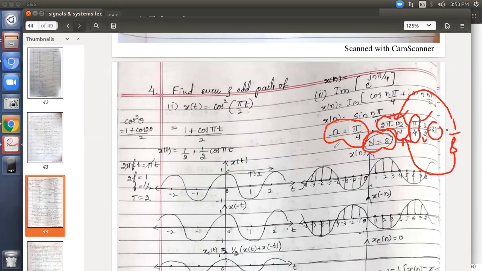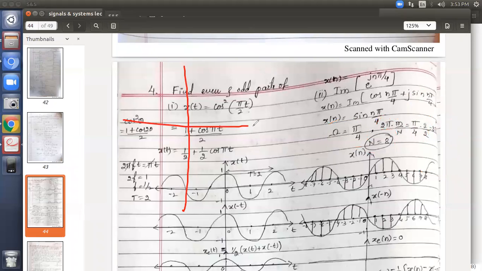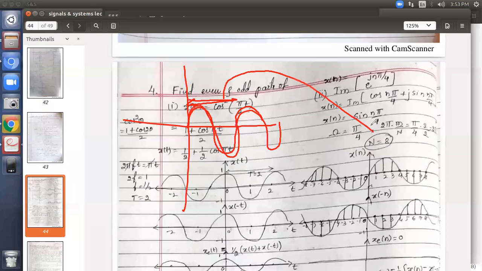Now, N equal to 8 means what? After 8 samples, after 8 time units, the signal repeats. How will we draw this now? We know that sine is an odd signal. It starts from 0 and it extends like this. Between, you can see, this represents one cycle. After this, the signal is repeating. So this duration represents one cycle. Now you have to convert this one cycle into 8 samples.